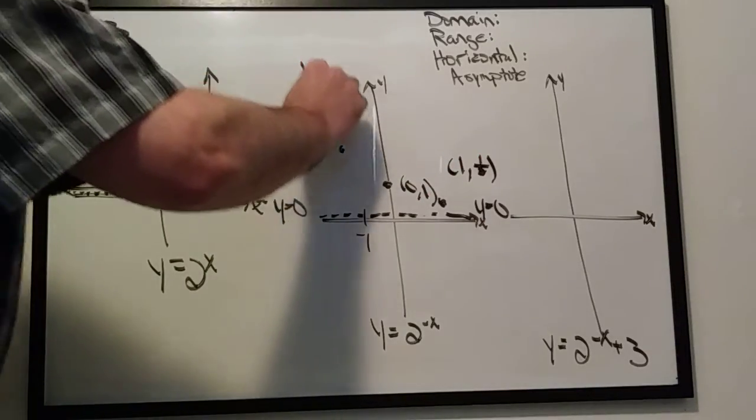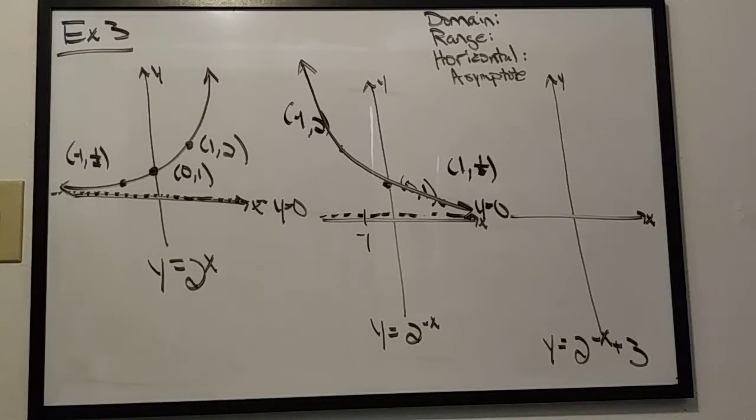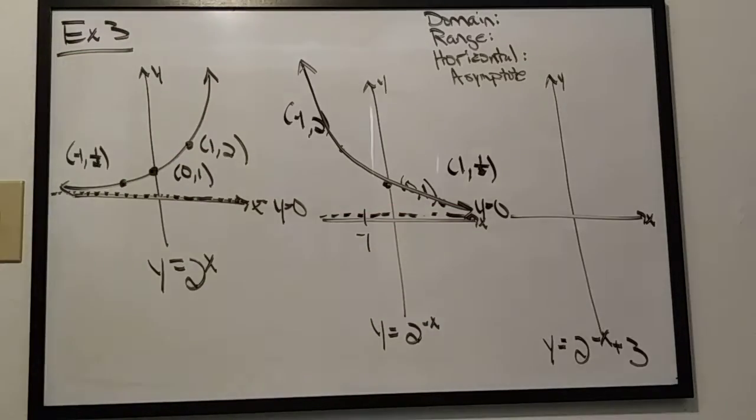And now we have this graph. Something interesting to note is that by reflecting this exponential graph about the y-axis, we now have a graph that, instead of increasing from left to right, decreases from left to right. Well, let's keep on seeing what else we can do now.